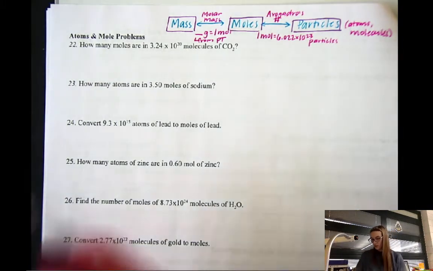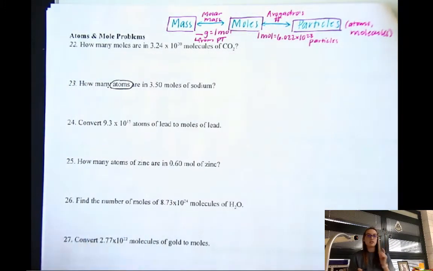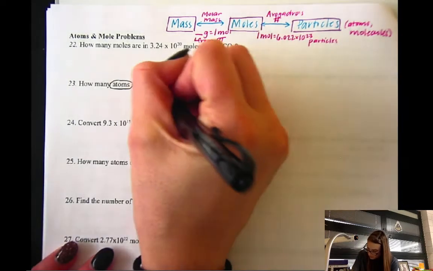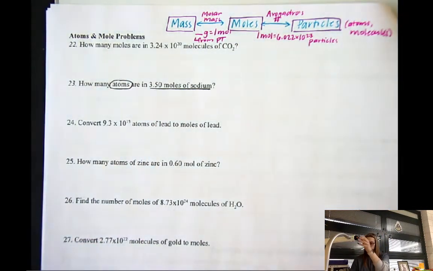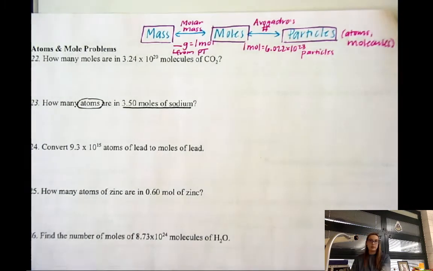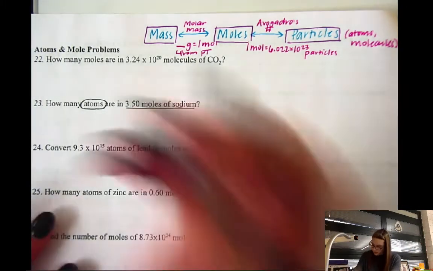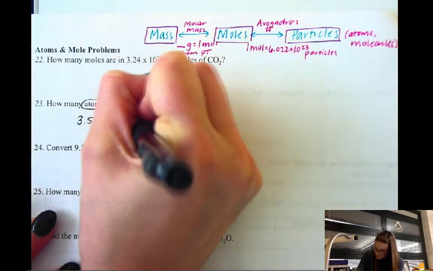So for number 23, this says how many atoms? So I'm going to circle atoms. I like circling, if you remember when we did conversions before, I like circling what we're trying to find and underlining what we're given. So we're trying to go to atoms. We're given 3.5 moles of sodium. I'm going to go ahead and zoom in a little bit. So always start with your given information. Let's write down what we're given. That's the number and the unit that we're given. So in this problem, it's 3.50 moles of sodium. It's Na.